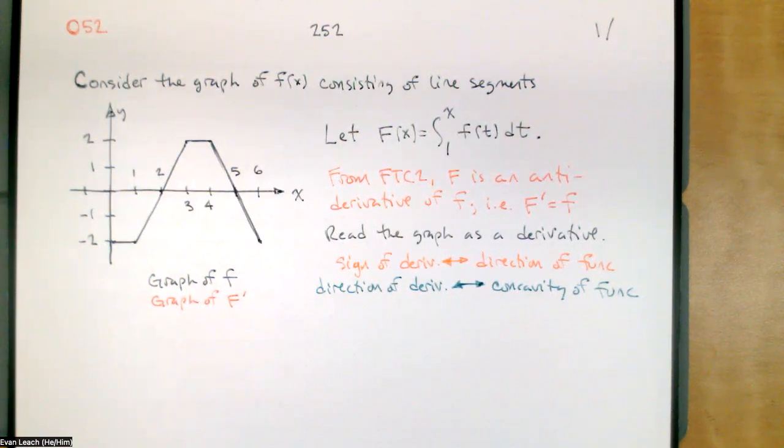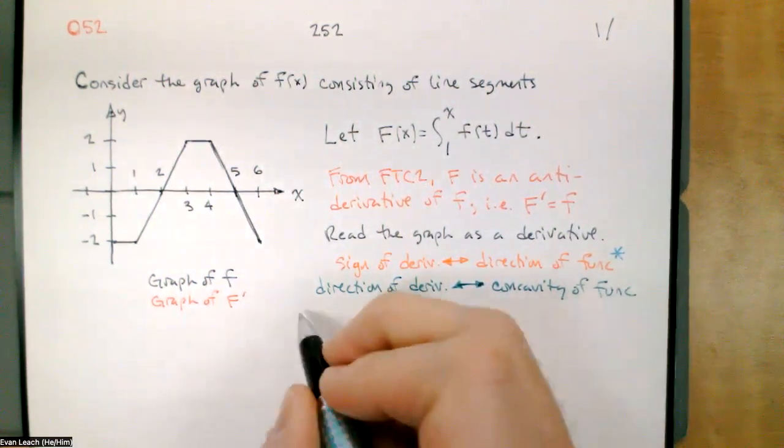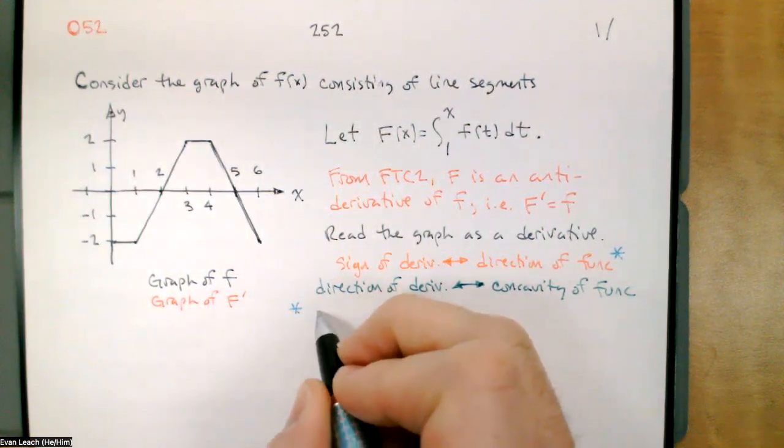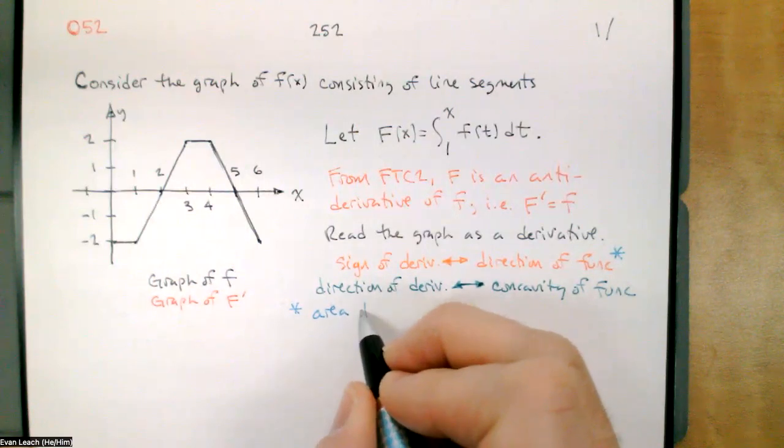So when the derivative is positive, that tells you that the function is increasing. Now, once we got to definite integrals, we refined this idea a little bit more. So we get some additional information. The sign of the derivative tells us about the direction of the function, and in addition, the area tells us the amount of increase or decrease.